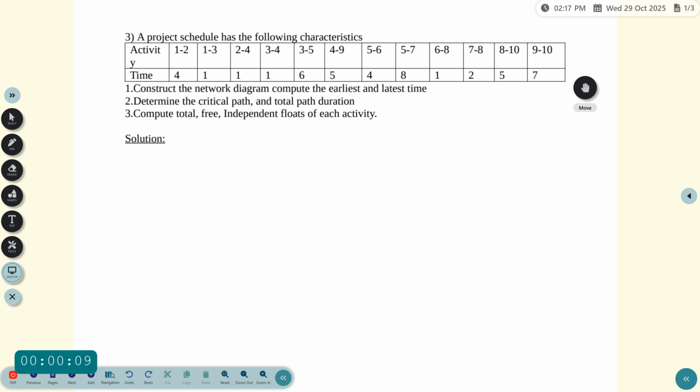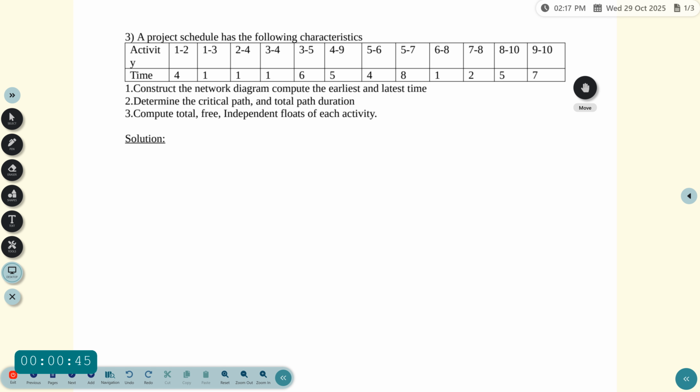Hi everyone. Today we have to see Q&M model number 4, and the problem is: a project schedule has the following characteristics, and the activities and durations are given below: 1 to 2, 1 to 3, 2 to 4, 3 to 4, 3 to 5, 4 to 9, 5 to 6, 5 to 7, 6 to 8, 7 to 8, 8 to 10, and 9 to 10. And the corresponding durations are 4, 1, 1, 1, 6, 5, 4, 8, 1, 2, 5, and 7.